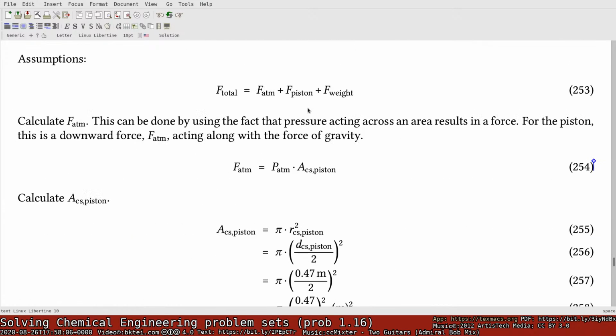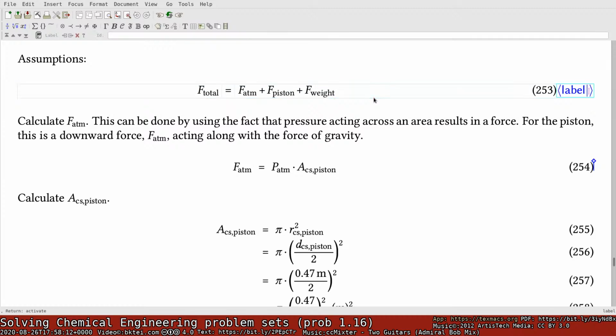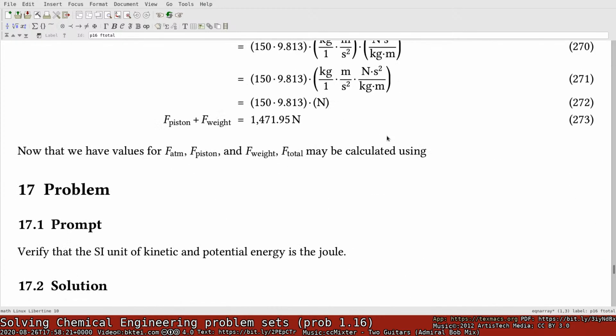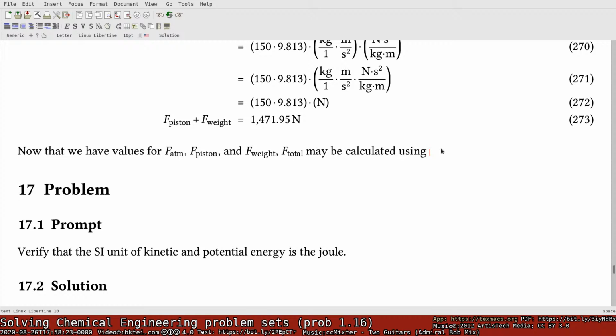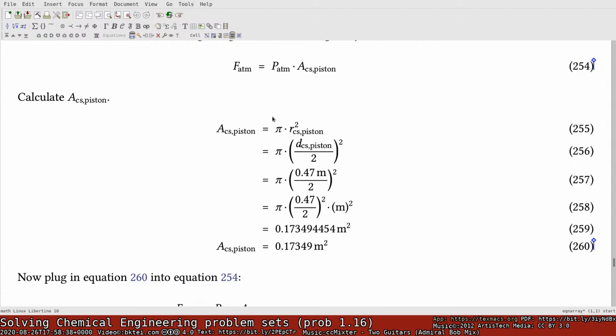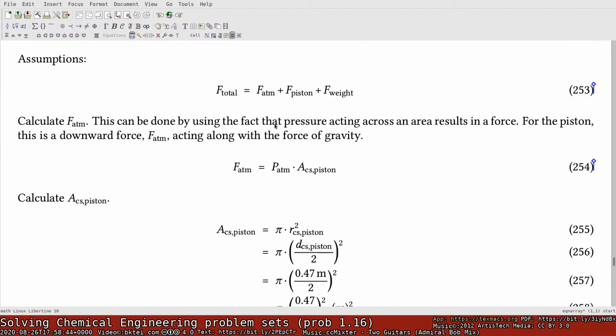F total, we had one up here, 253. Let's add a meta shift bang. Problem 16, F total. Meta shift question mark. Problem 16, F total. All right. Total force, several equations. F total, where are we? 253 it was, yeah. Let's just copy some of this stuff.